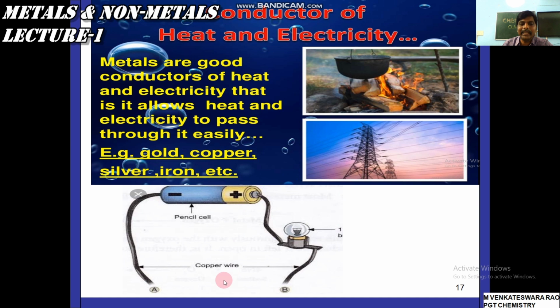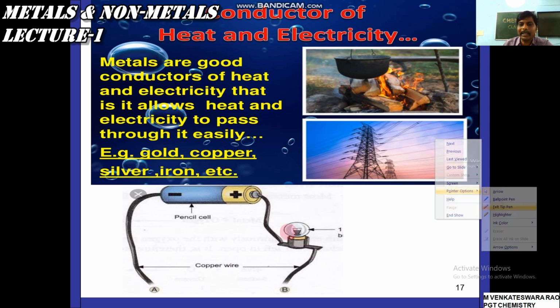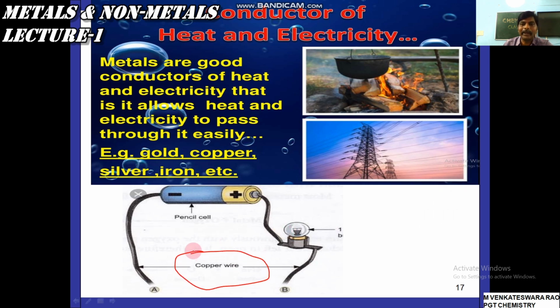You can see here copper wire. Copper wire is a good conductor of electricity. You can see some containers, vessels, here conductors of heat, conductors of electricity. Metals are good conductors of heat and electricity.